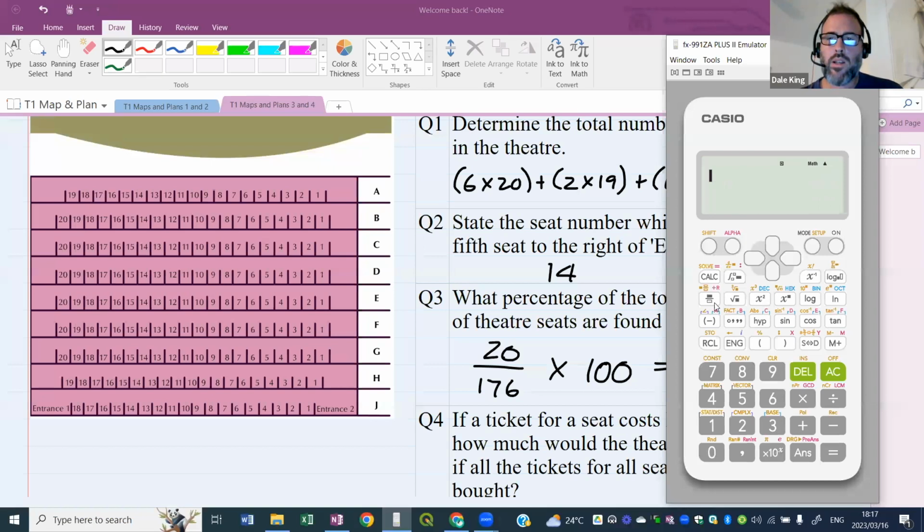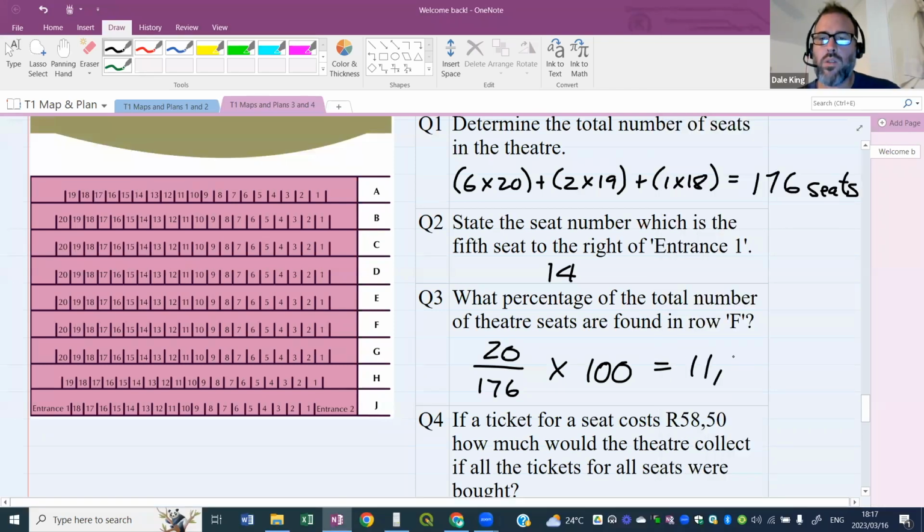and then get our calculators. So we want 20 over 176 times 100. We've got 11.36363636. So I'm looking at the second decimal, and I'm going to round it off if needed, but it's not going to change. So it's 11.36%. Yo, you guys are on fire at the moment. Well done. Good. 11.36% are in row F. Very good.